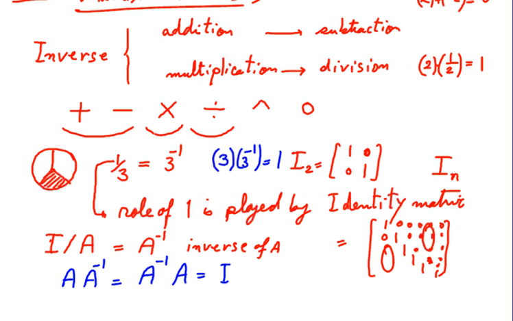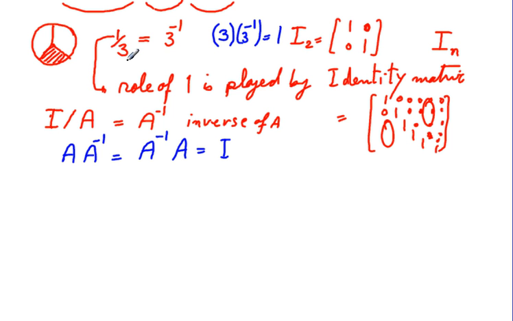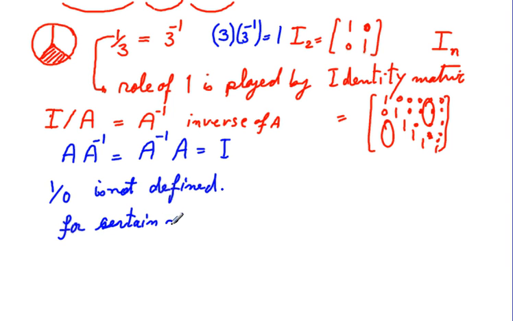Now another headache comes up. In elementary arithmetic, they tell you you can find the inverse of anything except for one number. What is it that doesn't have a defined inverse? Yeah, 1/0 is not defined. We expect that for certain matrices, the inverse will not be defined. For certain matrices, the inverse is not defined.